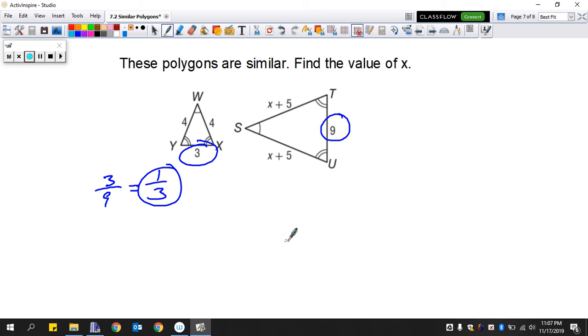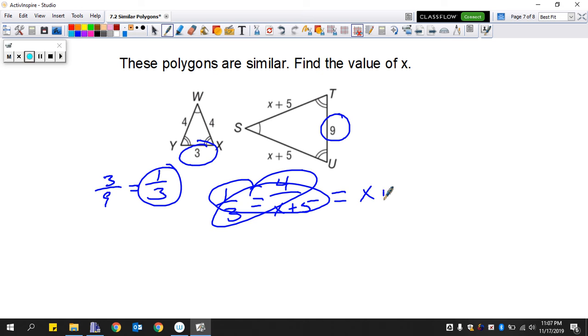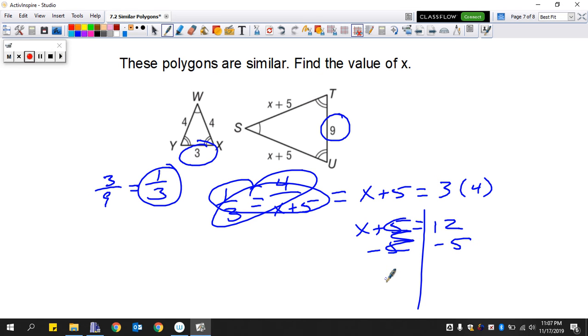That's our scale factor. 1 to 3 is equal to, okay, so the smaller one is up on top, so it would be 4 to x plus 5. All right, so we cross multiply. 1 times x plus 5 is x plus 5, is equal to 3 times 4. We end up with x plus 5 is equal to 12. Subtract 5. x is equal to 7. All right.